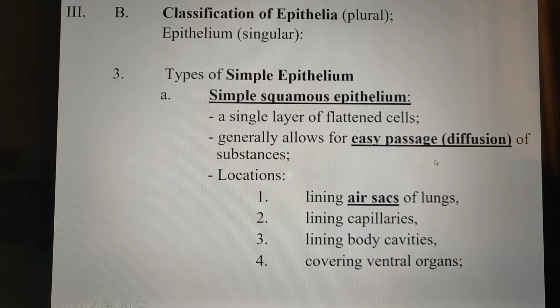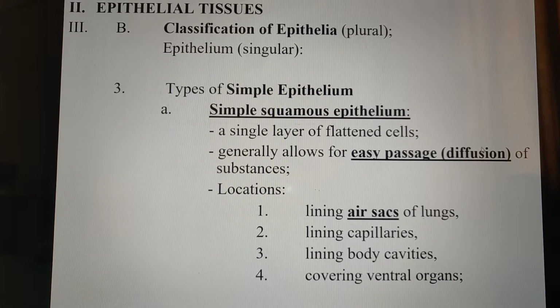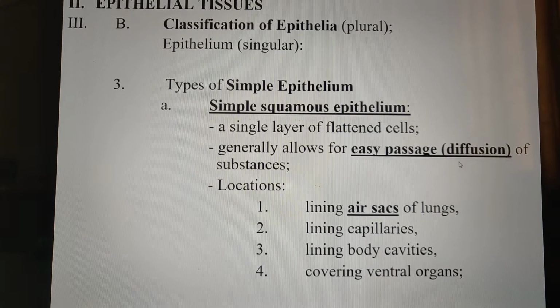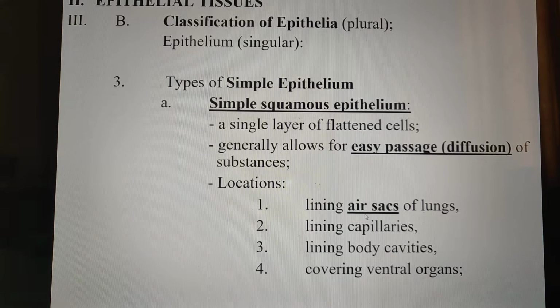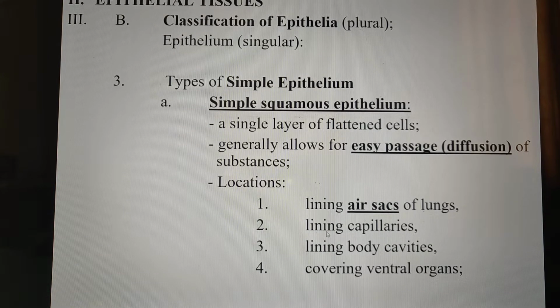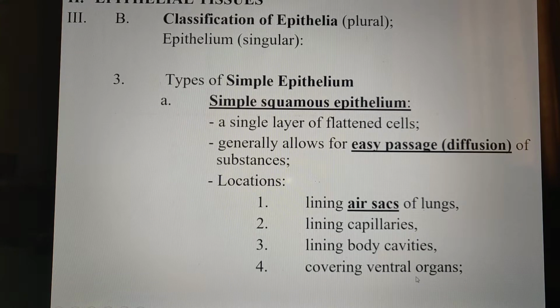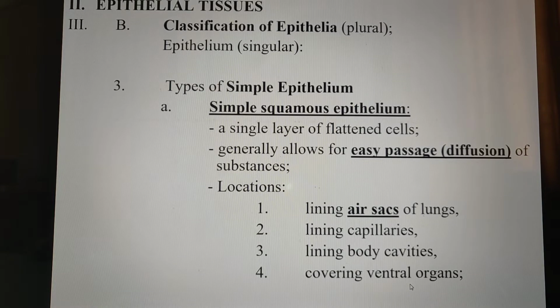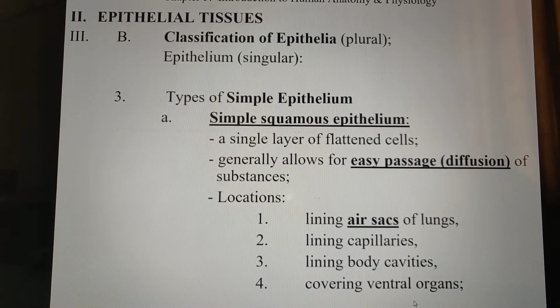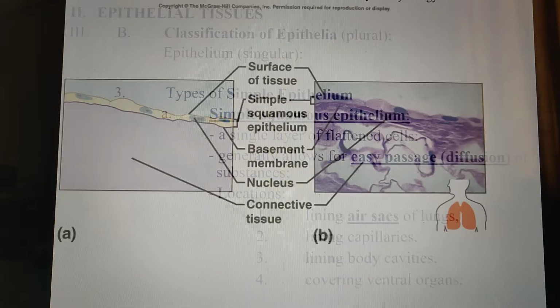Wherever there is a maximum exchange of diffusion inside the body, there is a presence of the simple squamous epithelium. It lines the air sacs of the lungs, meaning the alveoli, and lines capillaries, where there is an exchange of nutrients and waste products. Inside the air sacs of the lungs there is an exchange of oxygen and carbon dioxide. It also lines the body cavities, the pleural and peritoneal cavity, and covers the ventral organs, mainly the visceral peritoneum. So this is about the simple squamous epithelium.